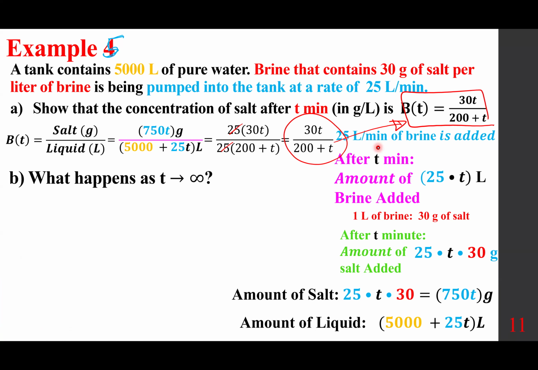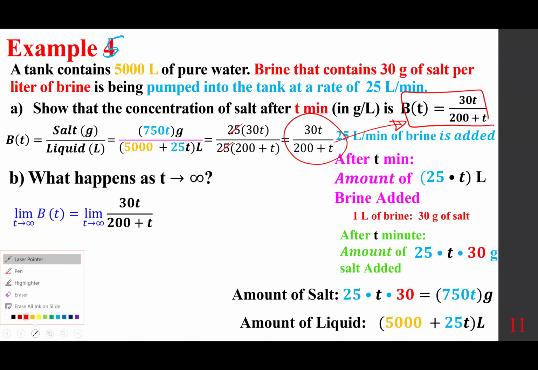Part B says what happens as t goes to infinity. Simply put, take a limit as t goes to infinity. Now it's calculus. If I plug in, I get 30 times infinity over 200 plus infinity. I get infinity over infinity. This is an infinity over infinity indeterminate form.